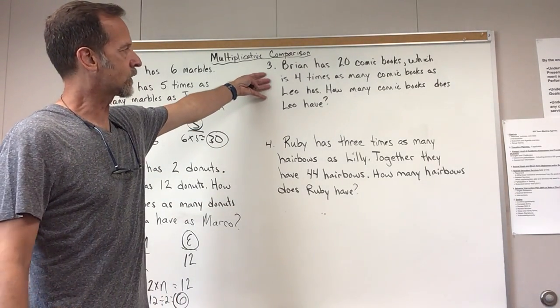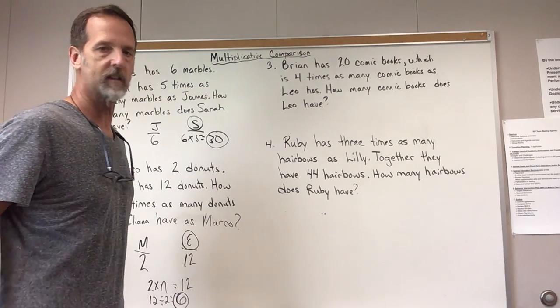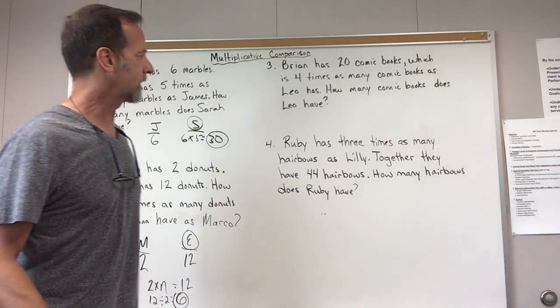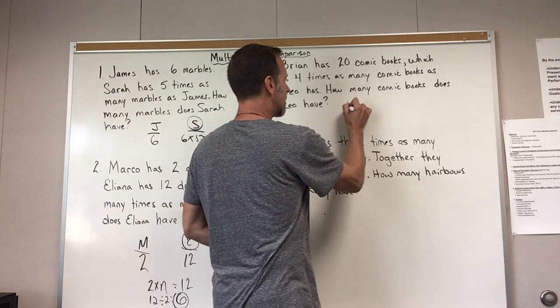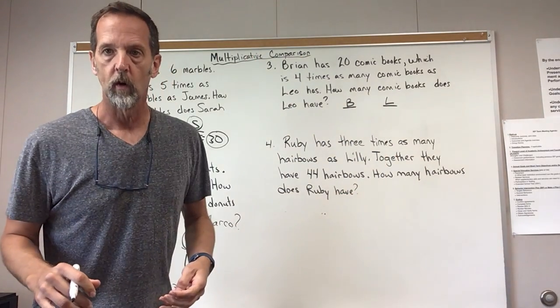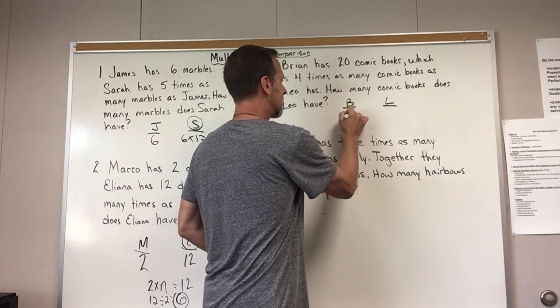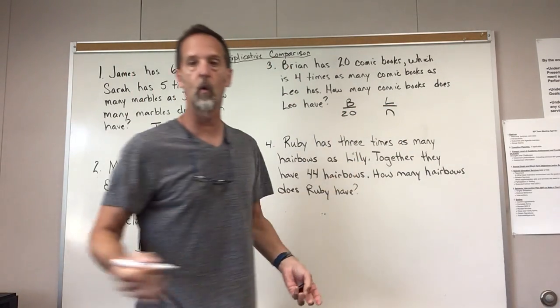Number 3, Brian has 20 comics, which is 4 times as many comics as Leo. How many comics does Leo have? Again, who are my two people? I've got Brian and I've got Leo. Who do I know? Brian. Brian has 20. Okay? Leo, I don't know. I'm going to put an N for Leo because I don't know what he has.